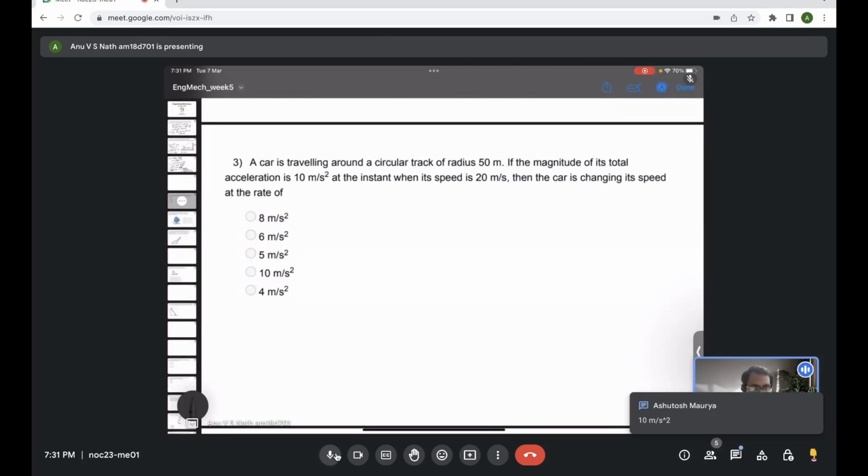Ashutosh has texted it is 10 meter per second square. So we will see. The car is traveling around a circular track with the velocity of 20 meter per second. Its total acceleration is 10 meter per second square.